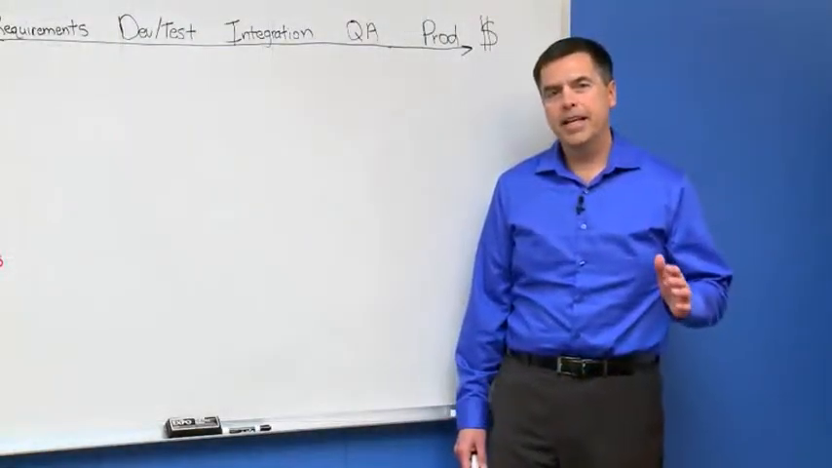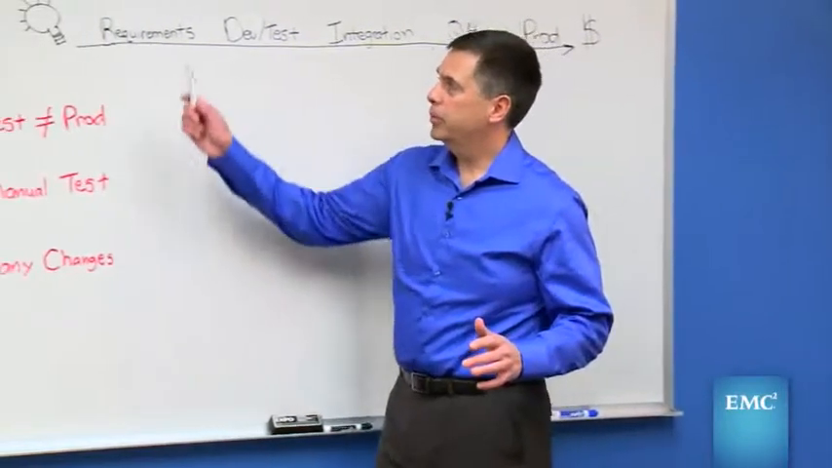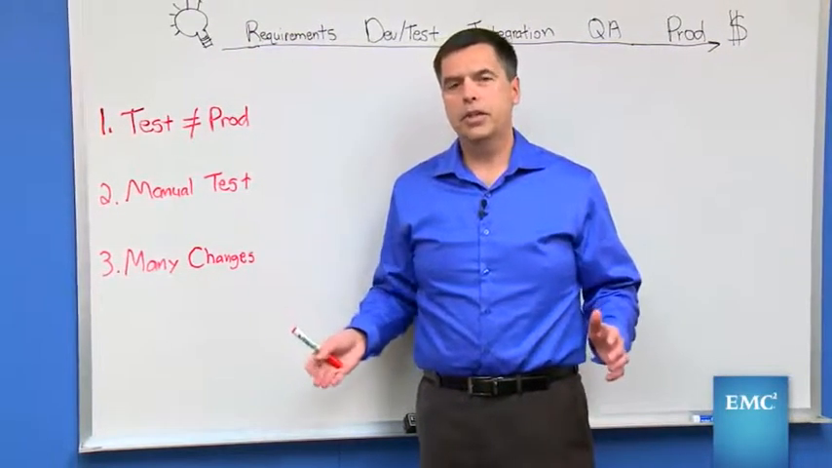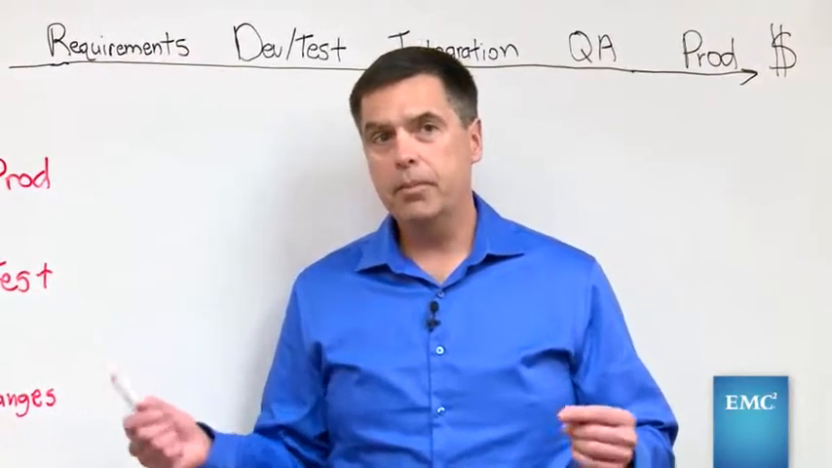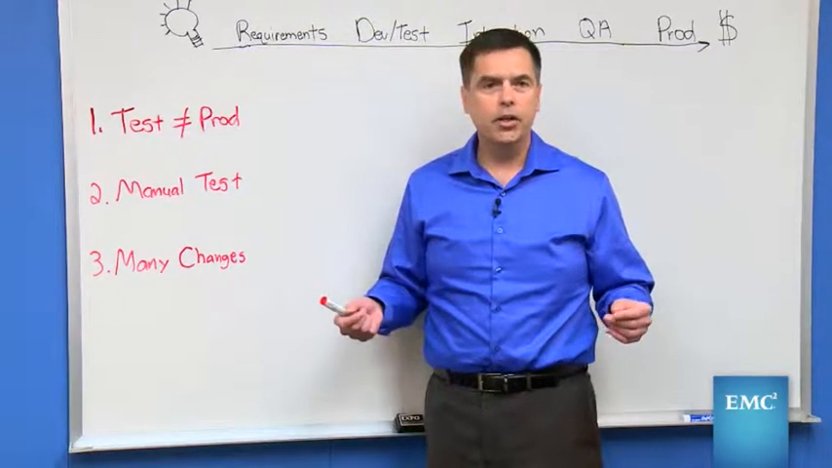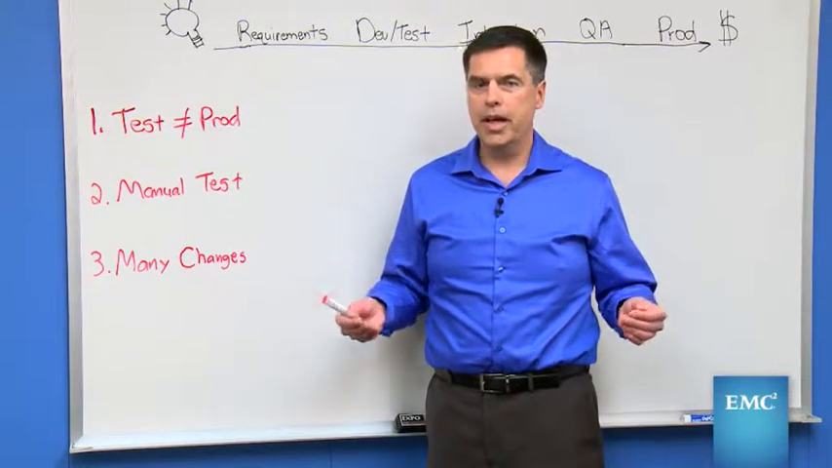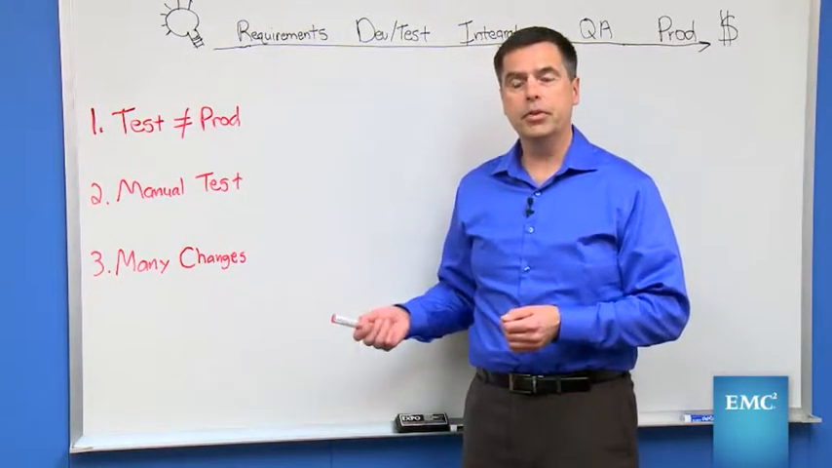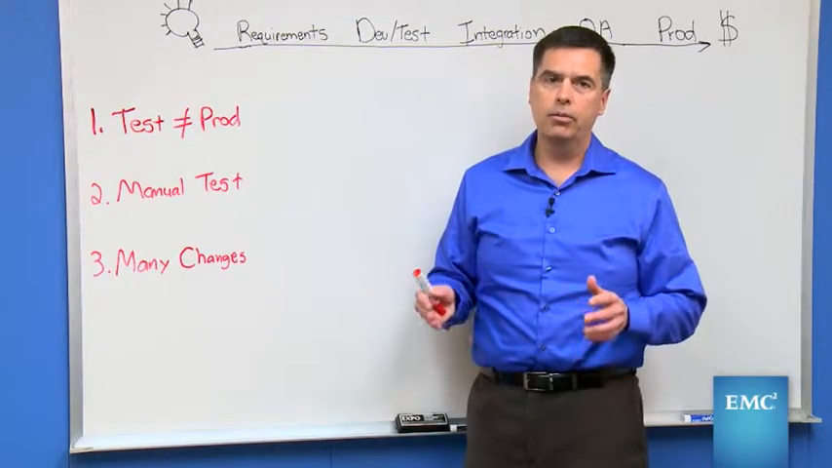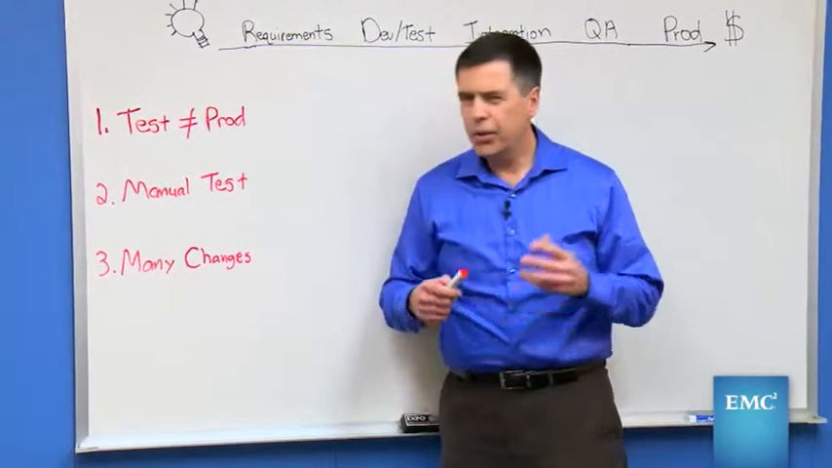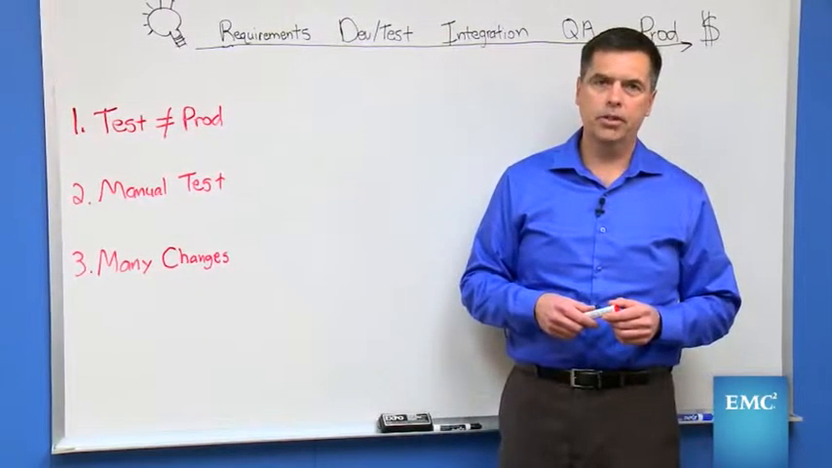Lean DevOps at EMC solves production problems. Now, what do I mean by production problems? Production problems could be functionality that does not meet the customer requirements. It could mean performance issues with applications that are delivered into production. And in extreme cases, it could actually mean downtime for the system. There are three main reasons why we have production problems.